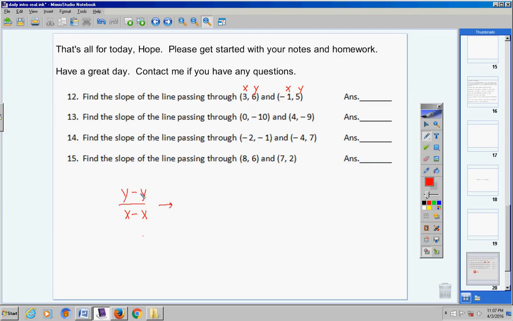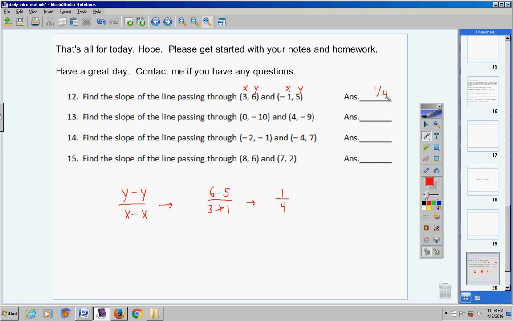So I'm just going to go in order. Y minus y, 6 minus 5. Here's your y, here's your y. Then the bottom we have x minus x, so 3 minus negative 1. Now, 6 minus 5 is 1. 3 minus a negative 1 is 3 plus 1. Two negatives make a positive, which would give you 4. So the slope should be 1/4.